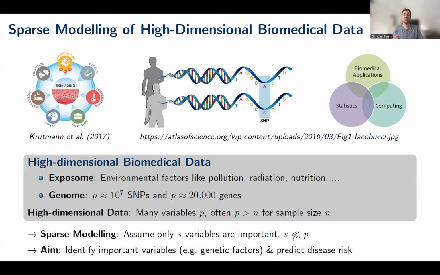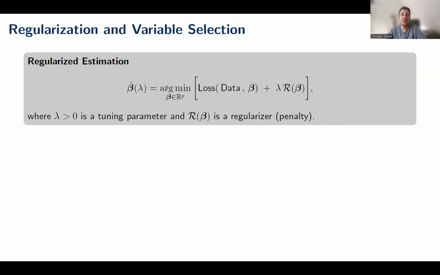And so we want to use our data to do the variable selection, right? So the aim is we want to identify the important variables, for example, genetic and environmental factors, let's say for skin aging. And also we want to develop prediction models to say, okay, what is the probability of, let's say, getting skin cancer?